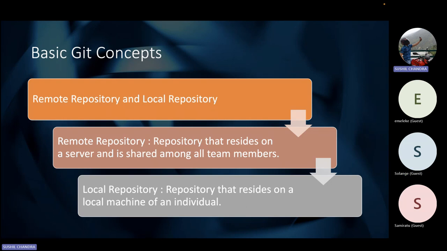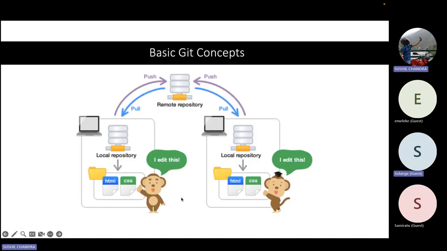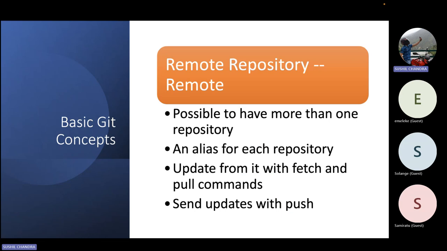Remote repository and local repository. The remote repository is stored somewhere, maybe in GitHub, GitLab, anywhere, and the local repository will be on your local machine, right? Now two people are working on the same file, at the same time, simultaneously on the same project, right? One is, let's say, Samhira, and the next one is Emily, and the remote repository is here. So they are pushing and pulling at the very same time, right?